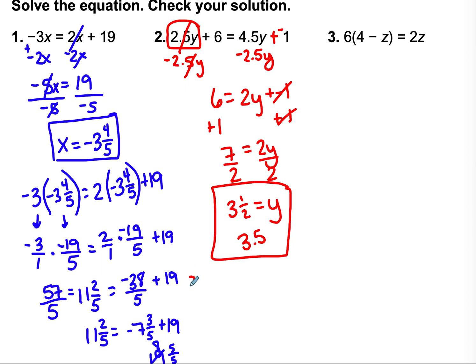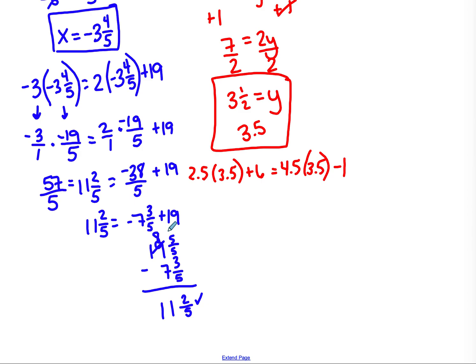I had 2.5 times y, so that's 3.5, plus 6 equals 4.5 times y, 3.5, minus 1. Now I'll move it. I need to do 2.5 times 3.5 first. I don't know those off the top of my head, so I'm going to have to set it up over here. 2.5 times 3.5, I'm thinking 25 times 35.